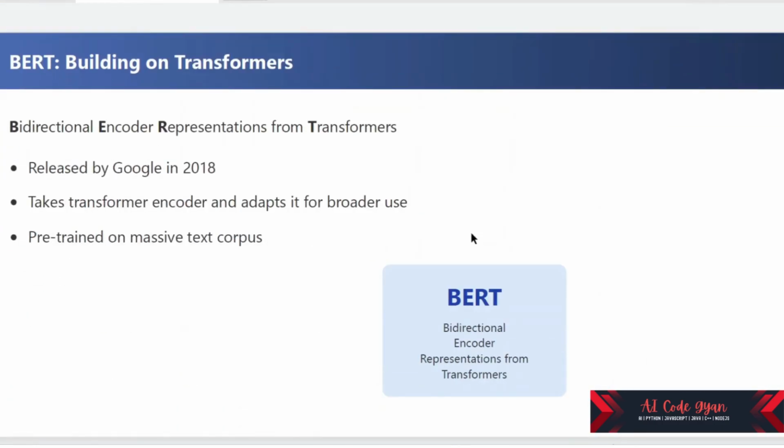Now let us talk about BERT, also known as Bidirectional Encoder Representations from Transformers. It was released by Google in 2018, one year after the paper Attention Is All You Need. It takes the transformer and adapts it for broader use. Basically, it is an encoder-only architecture. It is pretrained on a massive text corpus.